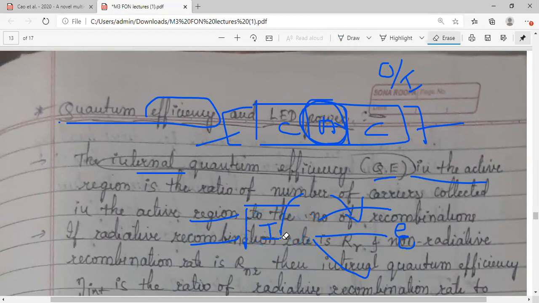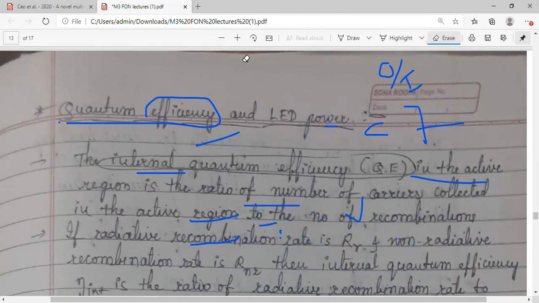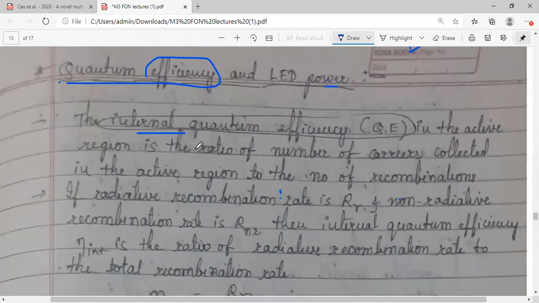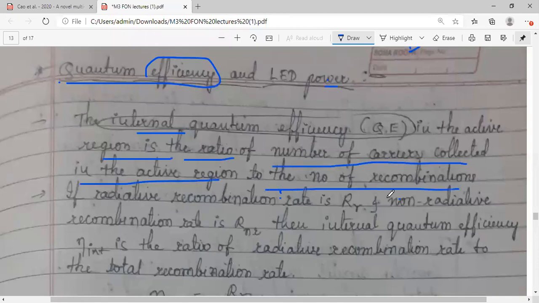So let us discuss the first type, that is internal. Let us discuss the internal quantum efficiency first. So this is in your active region. Internally, how much power or light is being generated. We will see that. Internal quantum efficiency in the active region is the ratio of the number of carriers collected in the active region to the number of recombinations.